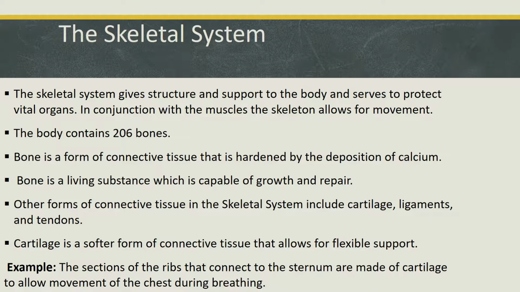Bone is a form of connective tissue that is hardened by the deposition of calcium. Bone is a living substance which is capable of growth and repair. Other forms of connective tissue in the skeletal system include cartilage, ligaments, and tendons. Cartilage is a softer form of connective tissue that allows for flexible support. For example, the sections of the ribs that connect to the sternum are made of cartilage to allow movement of the chest during breathing.